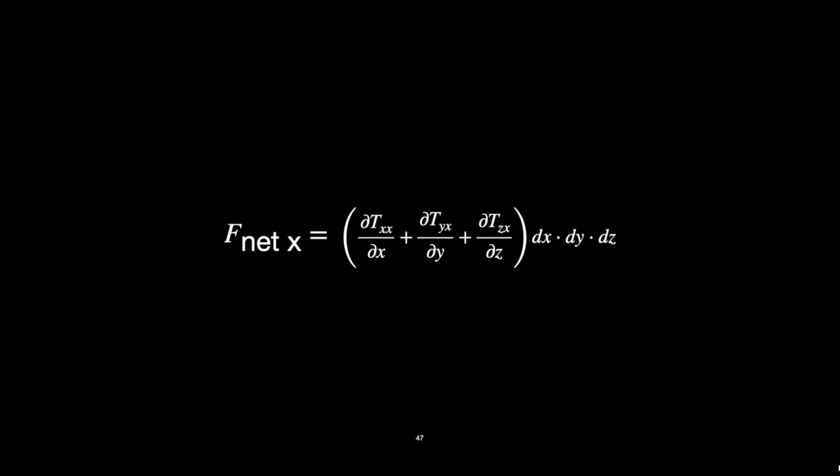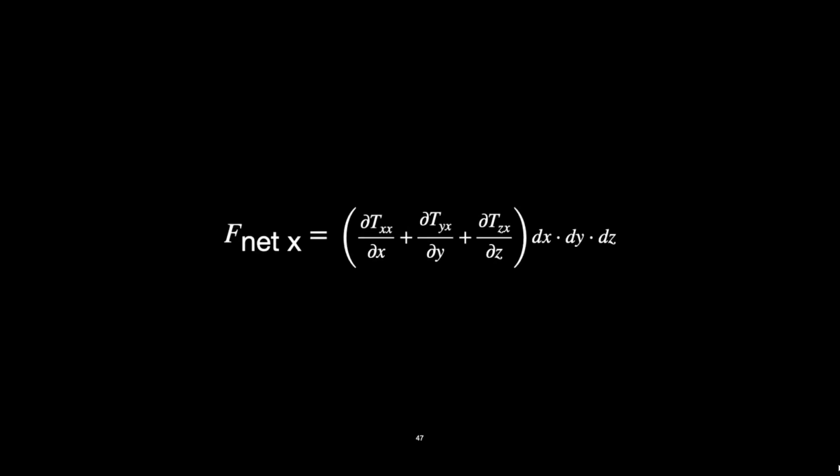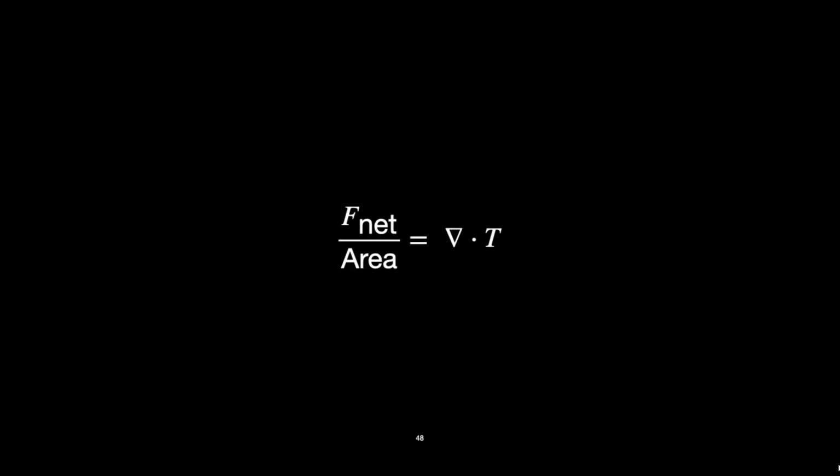So F net x is going to be the partial of Txx with respect to x, and you can already see this is familiar. This is what we wanted. We wanted the divergence of the tensor. We are successful. We have an equation relating the divergence of the tensor with the net force in the x direction. So we know what the divergence means. dx dy dz is going to be the volume. We divide by the volume, so we get F net x upon volume. That's going to be the divergence of T.